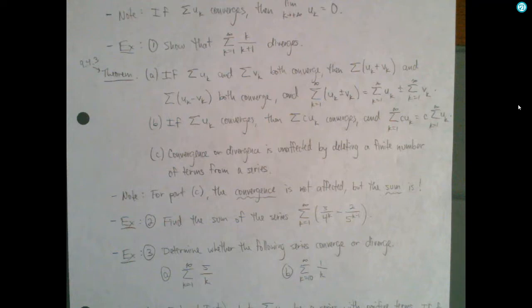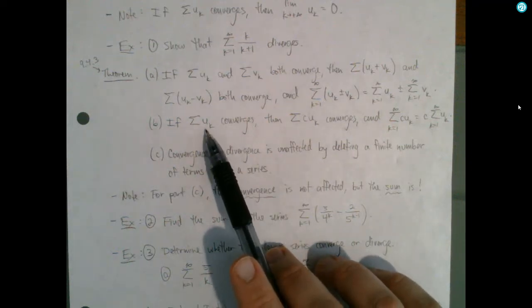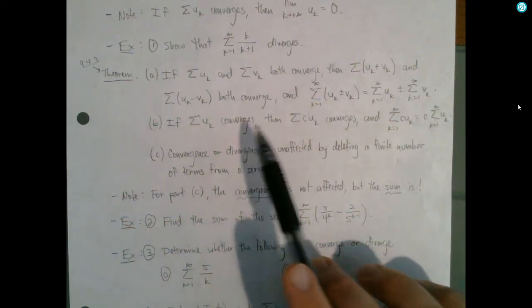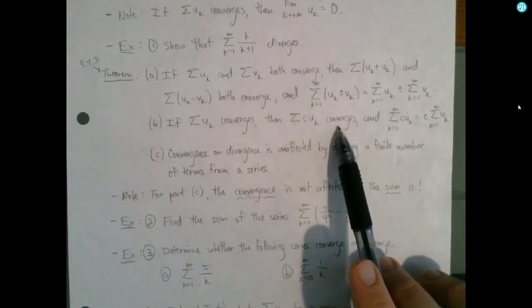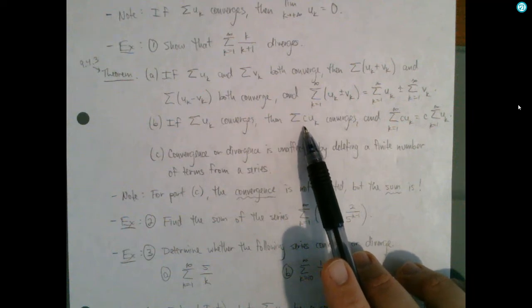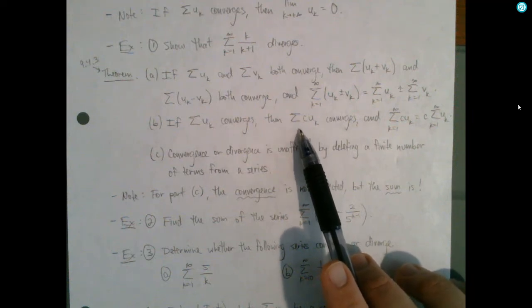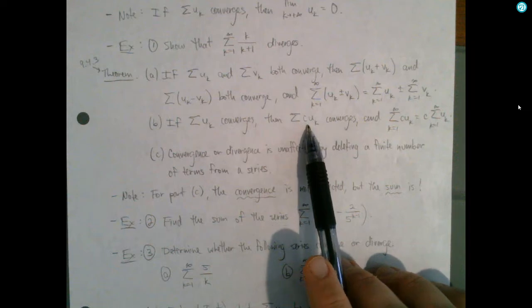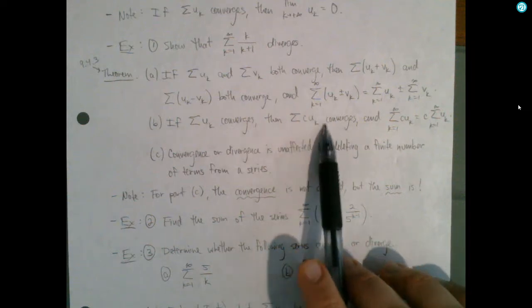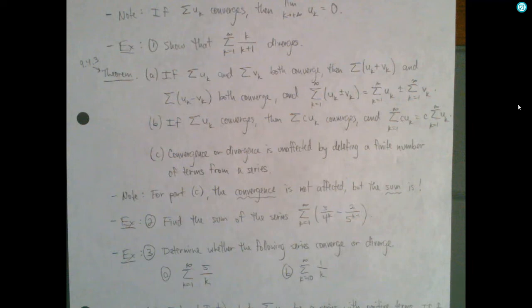Okay. Now, if on the other hand the sum of U_k diverges, then the sum of C times U sub k is also going to diverge, unless C happens to be 0, and then I'd have to think about what happens in that case. If C is 0, then for sure this thing is going to converge, right? It's just going to converge to 0. So never mind. I don't have to think about it. I know that it's going to converge in that case.